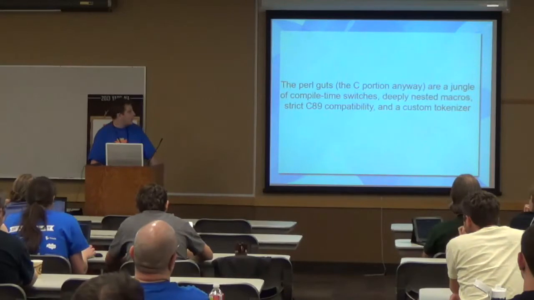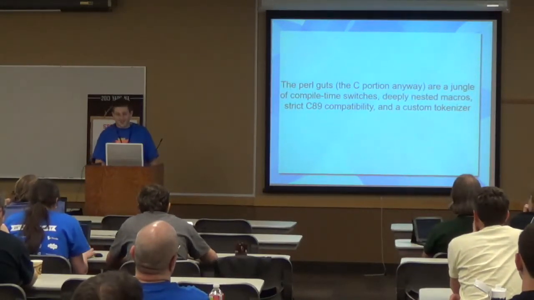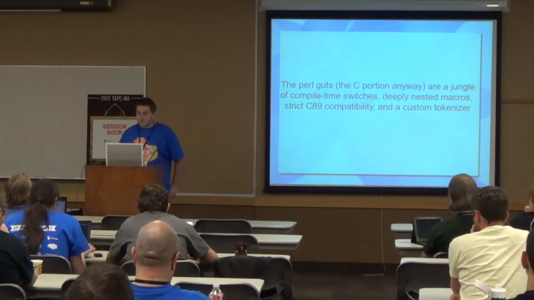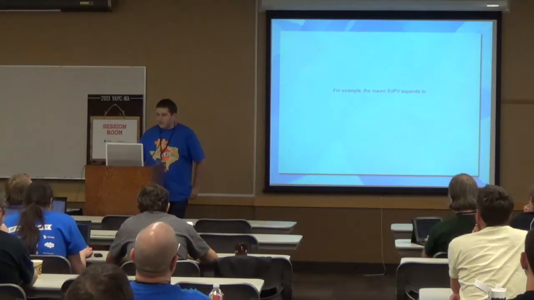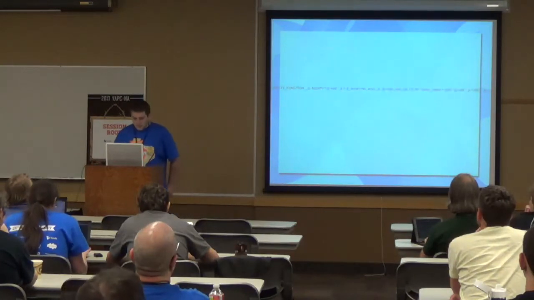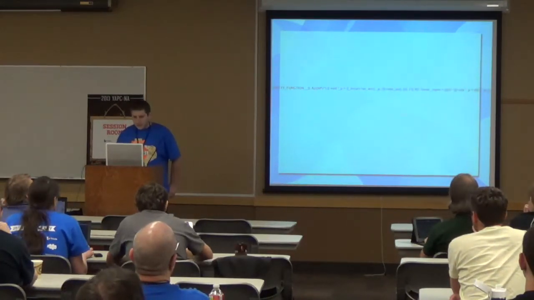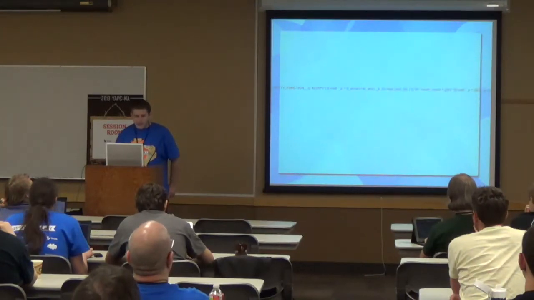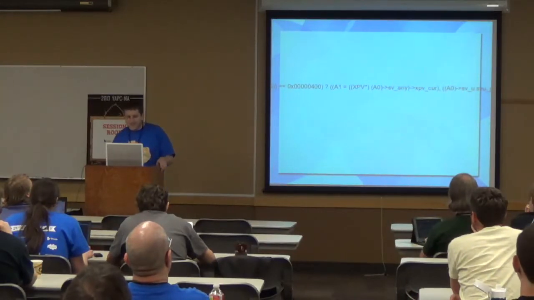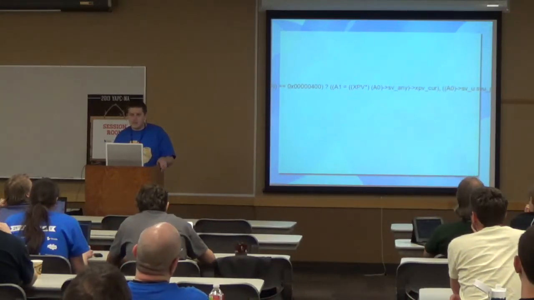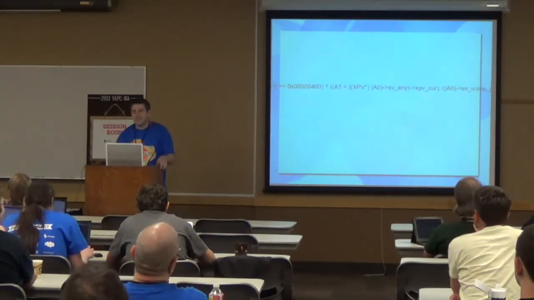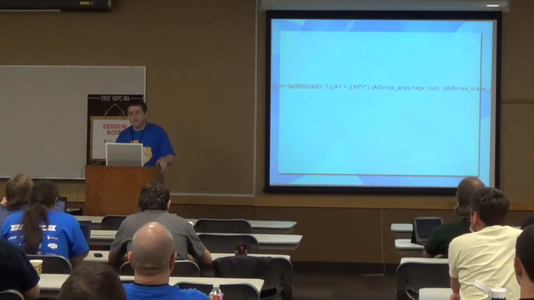Maintenance overhead. This is the biggie. Of course, the Perl guts are a jungle of compile time switches, deeply nested macros, strict C89 compatibility, which isn't really that big a deal, and a custom tokenizer. So, SvPV, the macro to get the string portion from a scalar in XS. I blew up my screen. I am so sorry. I thought I saved this. Anyway, this would take up the entire slide. In 5.18 it doesn't. It's been trimmed down a bit, but it's still that wall to that wall. So it really isn't any easier to read if it were jumbled into the screen like this.